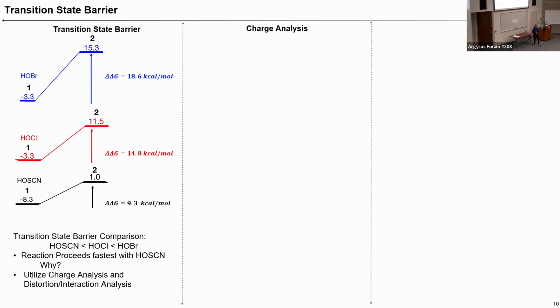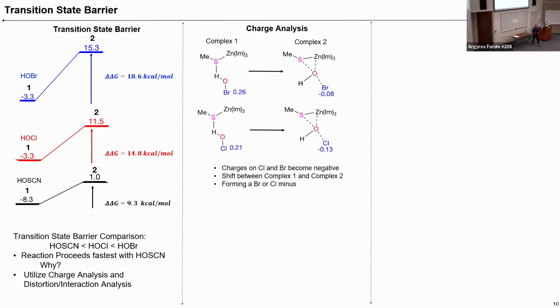So to answer that question, we use two different techniques. We use charge analysis and distortion interaction analysis. Charge analysis looks at the charge of the atoms and how they shift from complex to complex. Distortion interaction analysis looks at how geometrically distorted the molecules become, and then the interaction between those molecules that overcomes the distortion. So we'll start with the charge analysis.